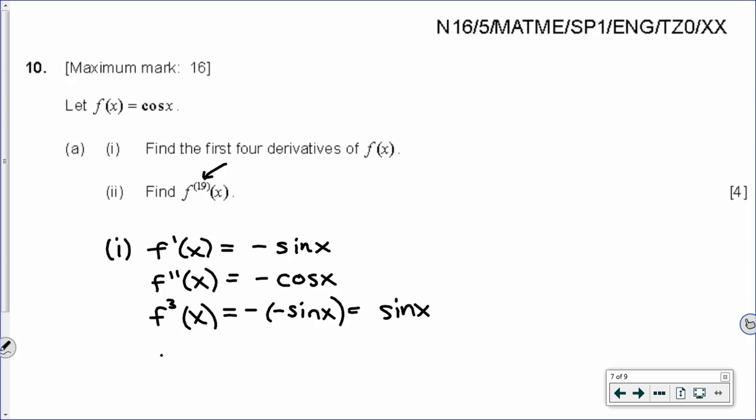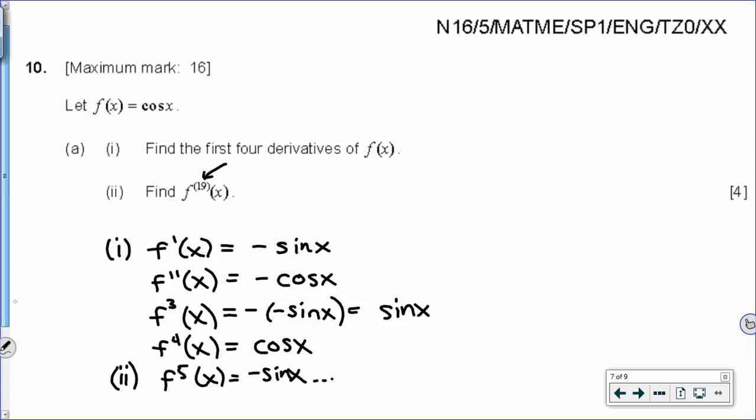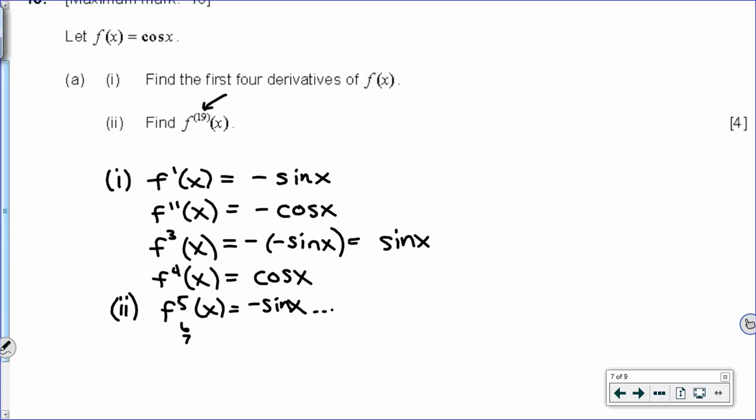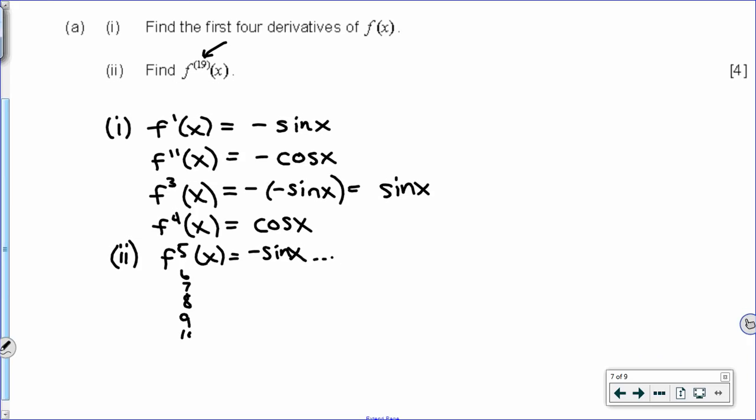And then the fourth derivative would be the derivative of sine, which is cosine. And then the pattern would start again. So if I was to then proceed to go on to the fifth derivative, for example, it would be a negative sine. And then the pattern would repeat. So the sixth derivative, seventh, and then eighth, we'd have the 4 same repeating. And then the 9th, 10th, 11th, 12th, we would have the same 4 repeating.